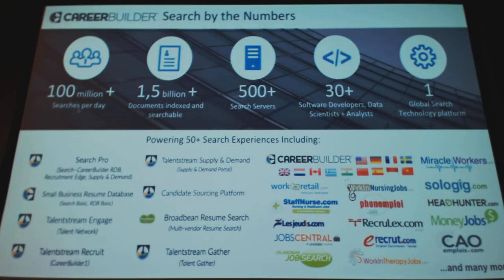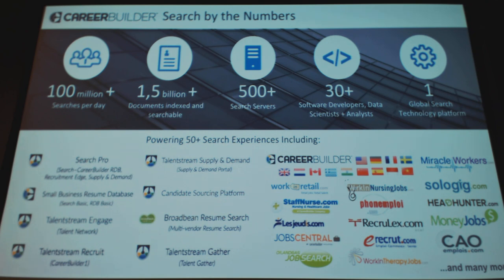And to give you an idea of the scale that we operate at, we typically get about 100 million searches a day across 1.5 billion documents. We have about 500 search servers powering our platform. We've got 30 engineers on our search team, comprising engineers focused on many different products, including our core infrastructure and core search platform, our relevancy recommendations team, the job search team, and the candidate search team. All together, it's 30 software developers, data scientists, and data analysts.